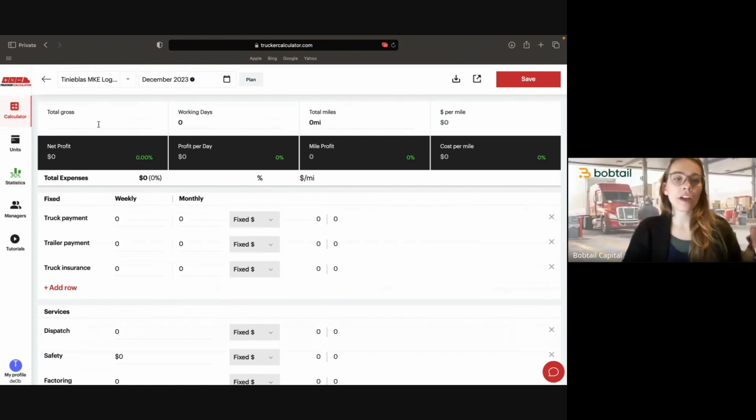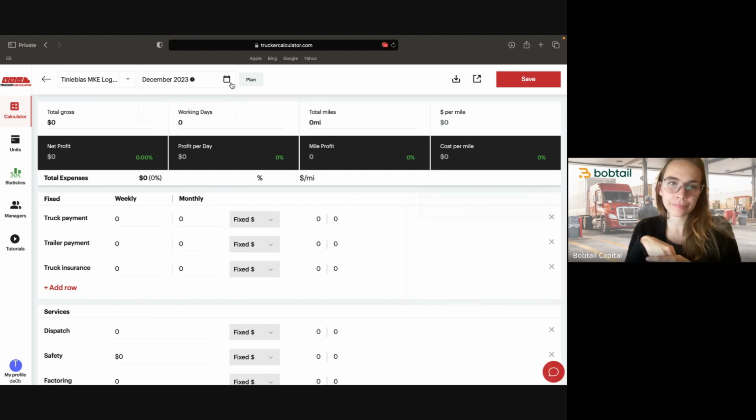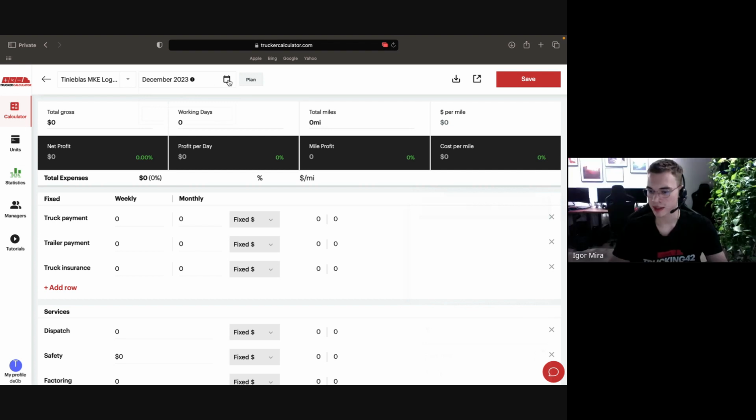So starting with truck payment, Jose, tell us what truck you have and how much you pay for it each month. I have a Volvo 2019. It cost me about $130,000, and I put so much money down that it's kind of not a lease, but I made a deal for 3 years. My truck payments are, sorry, are we calculating the November month right now?